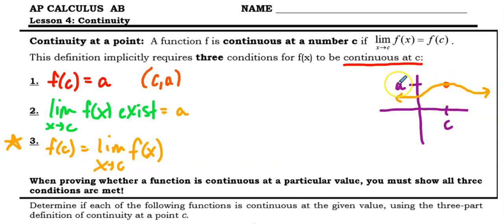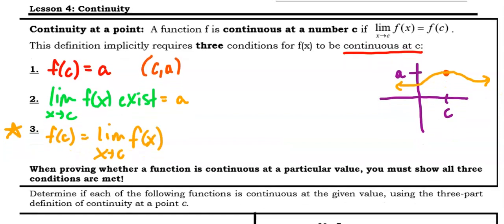Another way to think about continuity is if I were to trace along my graph, I can go through c easily without picking up my pencil or pen. So I know it's continuous. So that is the 3 criteria that we have to follow when we're proving if something's continuous or not.